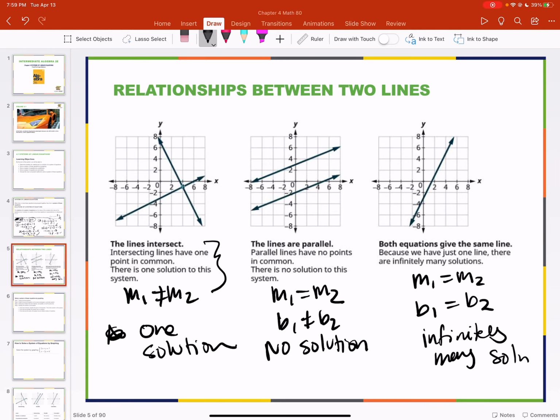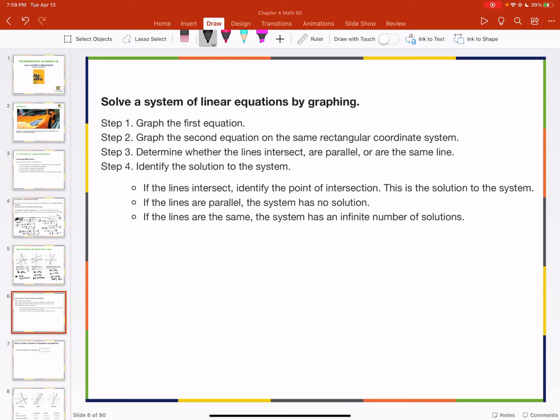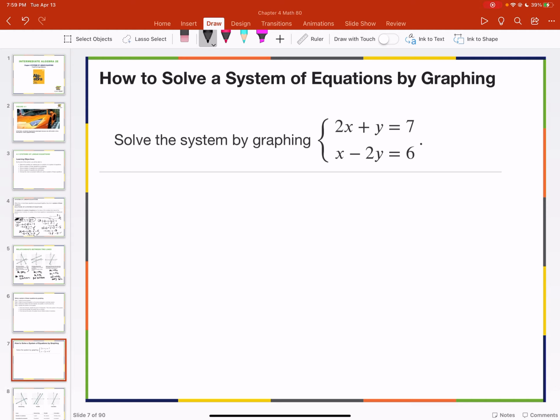Okay, so how do we solve by graphing? We graph both equations, tell whether they're parallel, intersecting, or the same, and then we identify the solution. So let's say here we have 2x plus y is equal to 7, and x minus 2y is equal to 6. Equation 1, I'm going to write in y equals mx plus b form. So minus 2x, minus 2x. Then I get y is equal to -2x plus 7.